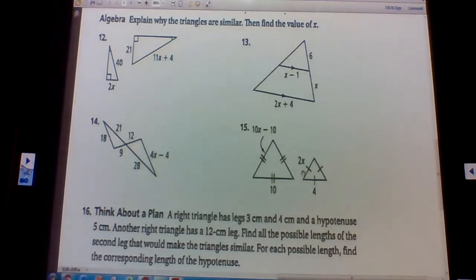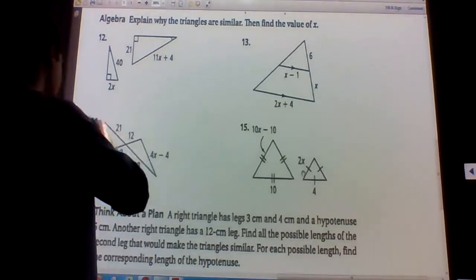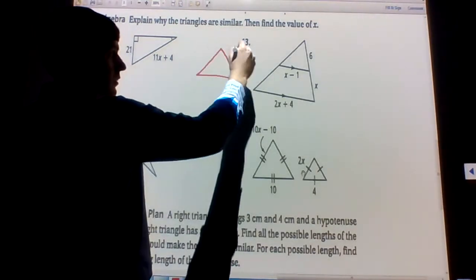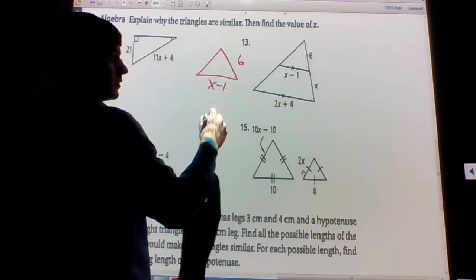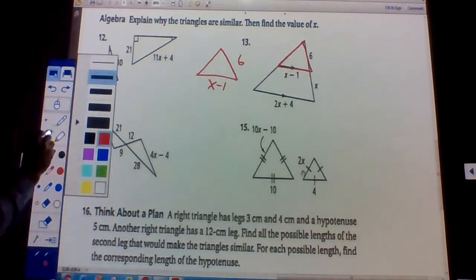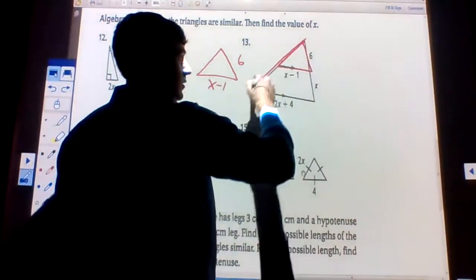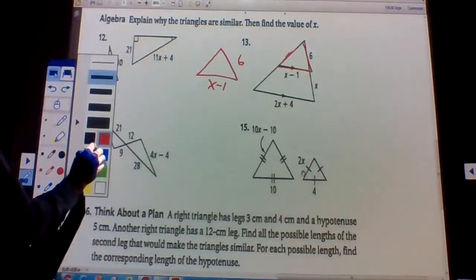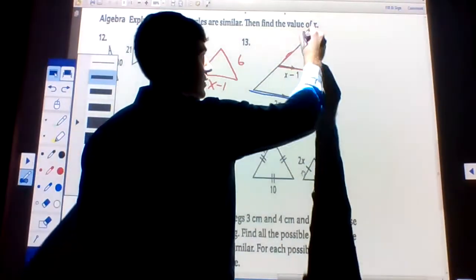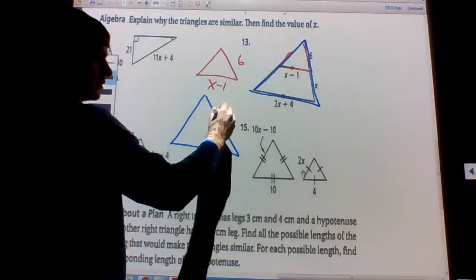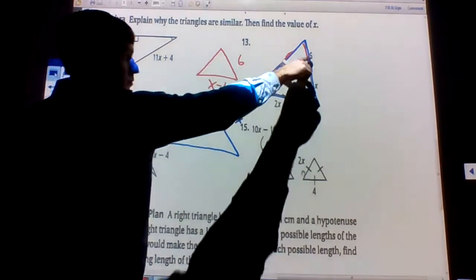All right, 13. Okay, so let's draw the two triangles separate. Let's use a different color. Okay, so I'm going to draw the red triangle here. That's 6 and x minus 1. Okay, and then the blue one will be the large one. Oops. Okay, not blue. Okay, so the blue one is the large one.